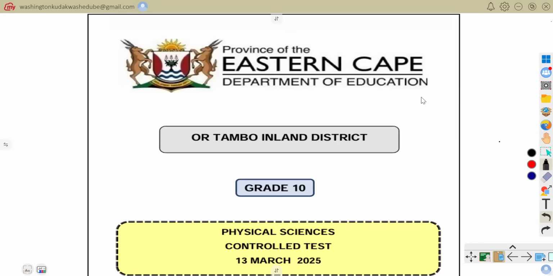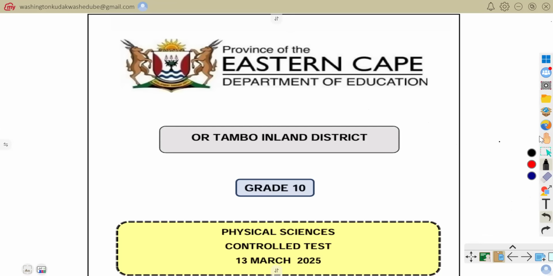So, today I want us to start on our revision. I want us to start on our preparation for our March test. So, what I've done today is I've brought you a question paper which was written in March 2025. It was a controlled test from the district of OR Tambo Inland, which was from the province of Eastern Cape. So this was a question paper which came from the Department of Education from the province of Eastern Cape.